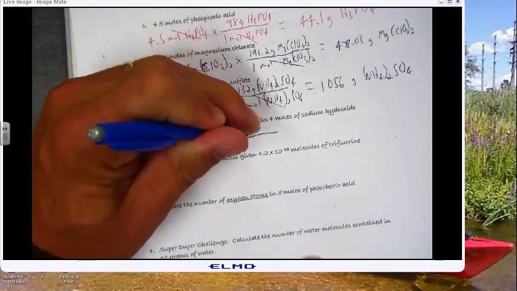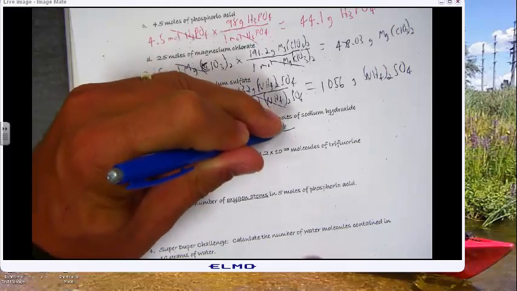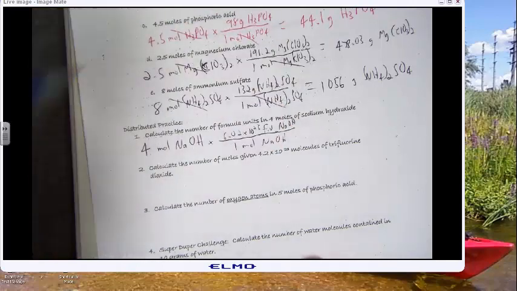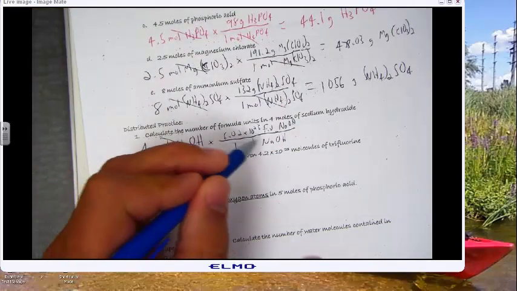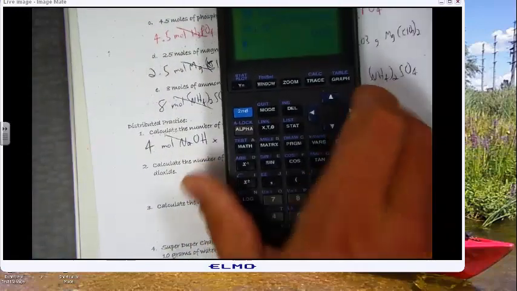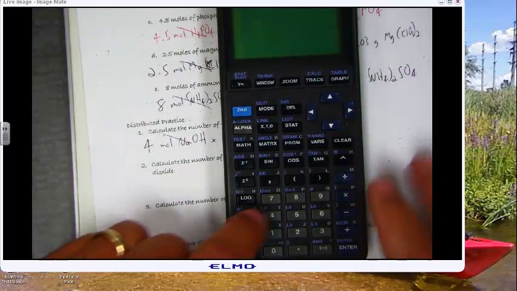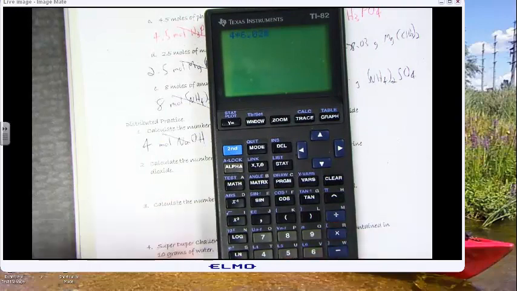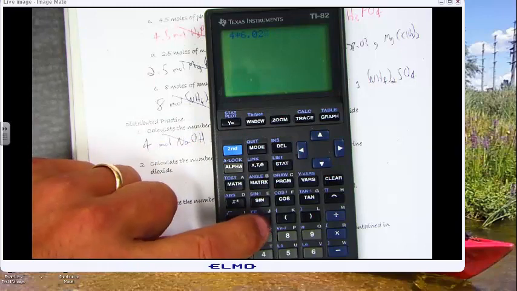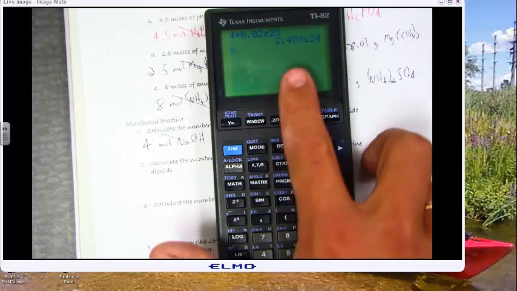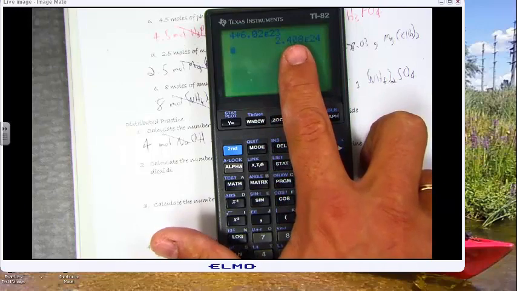6.02 times 10 to the 23rd formula units of sodium hydroxide is 1 mole of sodium hydroxide. Notice how this is set up so these will cross out, so I know I'm doing things right. So I'd put in the calculator 4 times 6.02. In this calculator it's second function, then the EE button, and then 23rd. I don't put in the times or the 10. Press enter and I will get 2.41 after rounding.